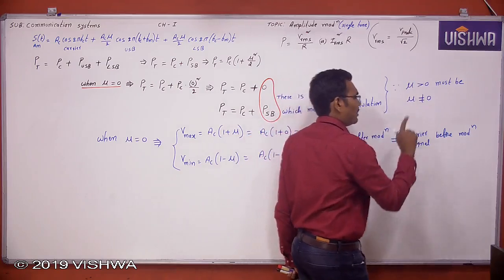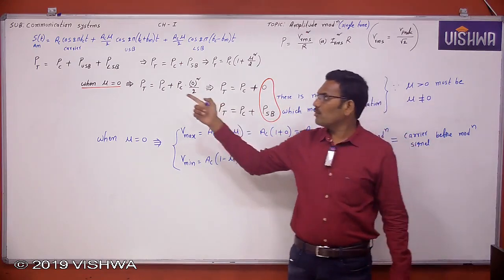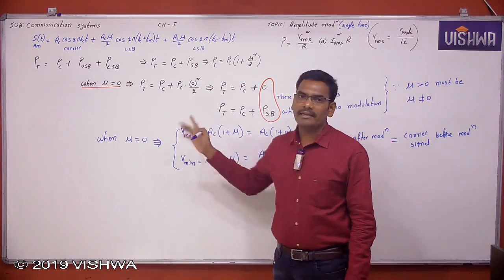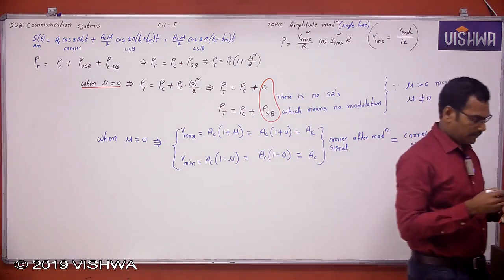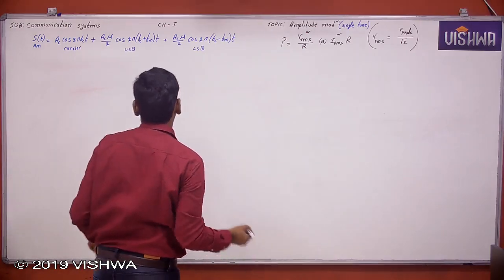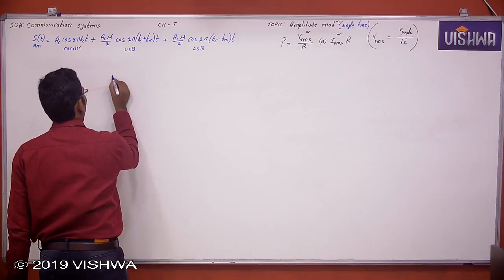Why is mu not equal to 0? What happens if mu equals 0? Then this is the story behind the modulation index equal to 0. No doubt. Okay. So now we'll see the power efficiency.